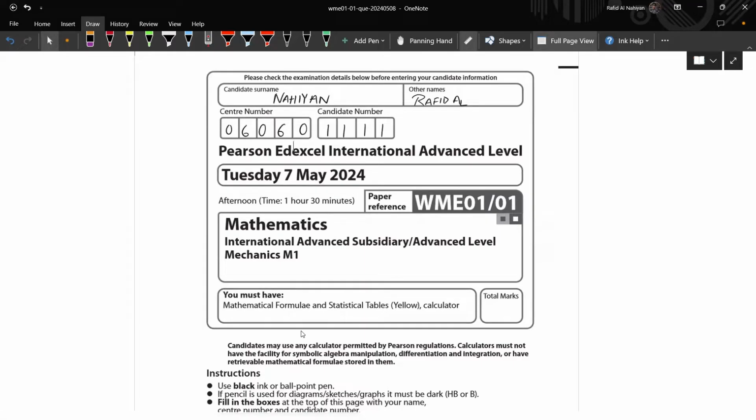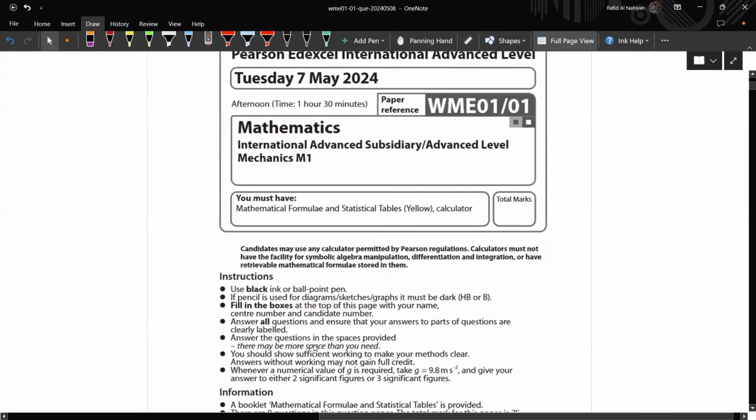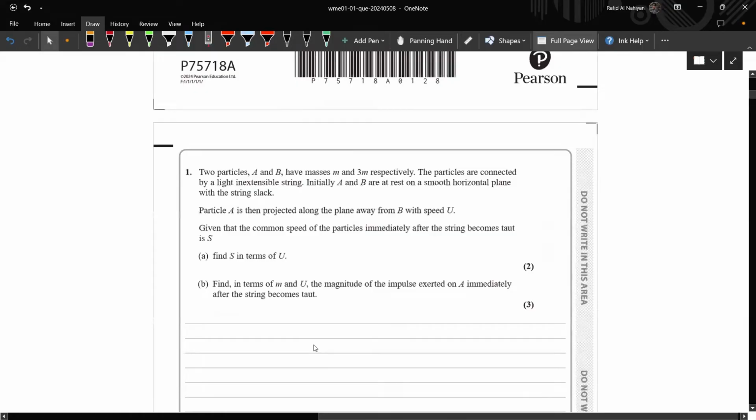Hey guys, today we'll be solving the M1 paper from May 2024. This is the Edexcel M1. So let's just get into it. I already sat for this exam once. I'm going to be solving this again for you guys.